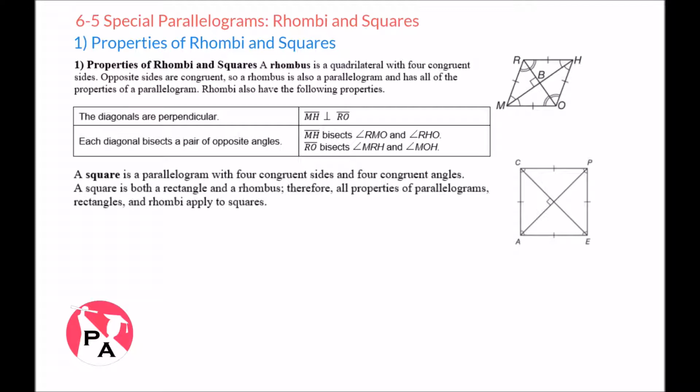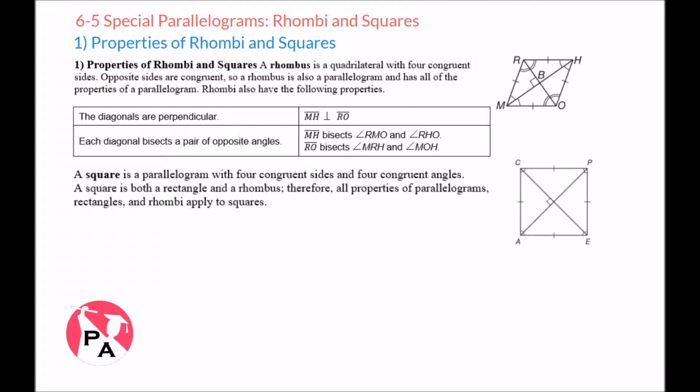The next property is each diagonal bisects a pair of opposite angles. For instance, RO is one of the diagonals. It cuts two angles in half. This one is the first one that is cut in half by the diagonal. And then these two angles are equal to each other because they are cut in half by this segment. Same thing applies for this segment and the two angle pairs right here. They're all equal. So now let's talk about squares.